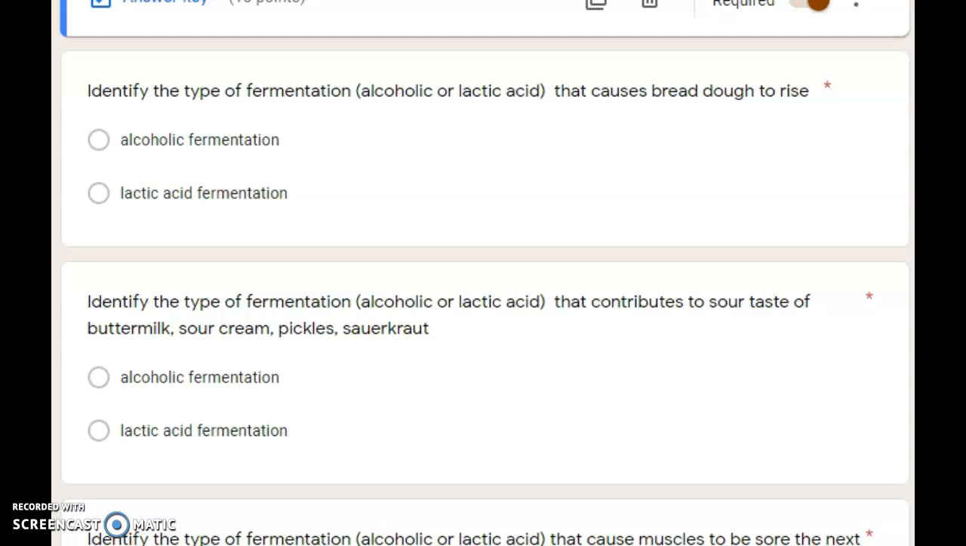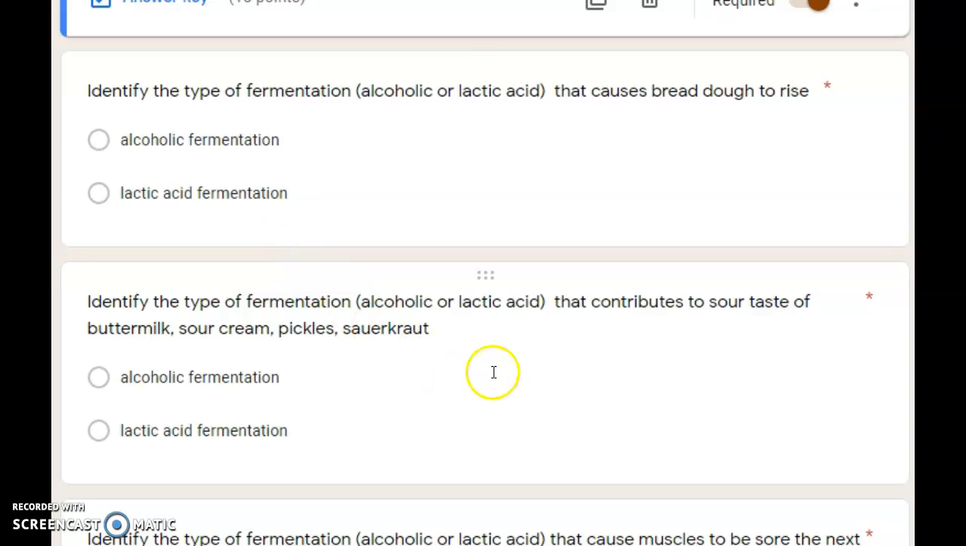Next says identify the type of fermentation. It's either alcoholic or lactic acid. It causes bread dough to rise. That's yeast. Yeast are doing alcoholic fermentation, making those carbon dioxide bubbles that make the bread lighter and fluffier.